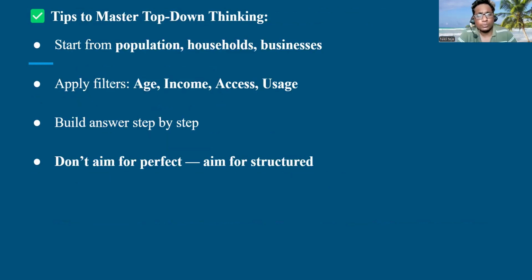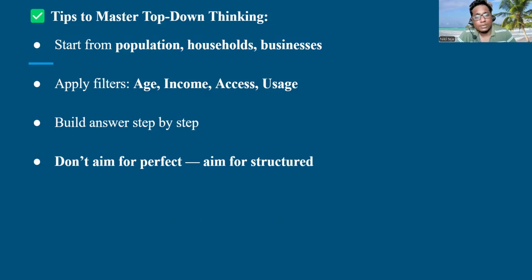So, tips to master top-down thinking. Start from population, household, business. Basically, you need to start from a big number. Apply filters and drill down in order to get the answer. But it should be in a logical way. The process of solving the guesstimate should be logical, right? How you apply filters and approach the guesstimate is your wish, guys, but go from top to down.